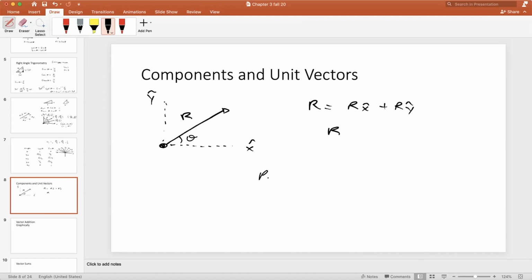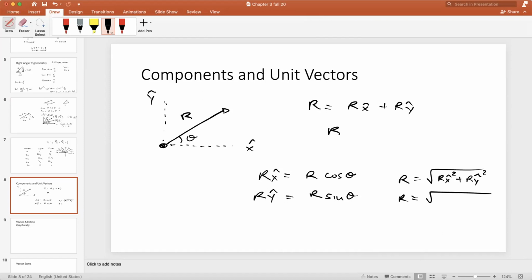But what is r x hat? Well, r x hat is r cos of theta, whatever this angle is from this axis. And what is r y hat? Well, that's r sine of theta, okay? And what is r in terms of those? Well, from right angle trigonometry, you know the hypotenuse squared is equal to y squared plus x squared, or the square root of rx hat plus ry hat, and these are both squared, okay?